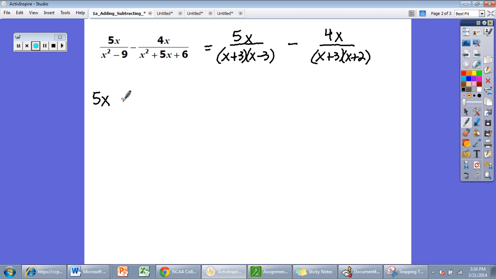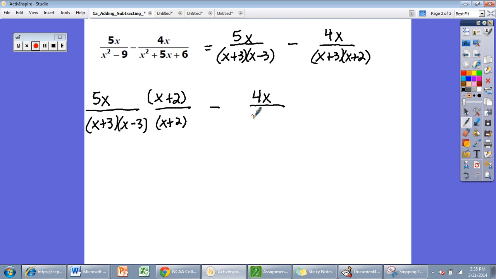So 5x over x plus 3, x minus 3. To get our like denominator, we're going to multiply the top and bottom by x plus 2. And our second fraction, to get our like denominator, we're going to multiply the top and bottom by the x minus 3.